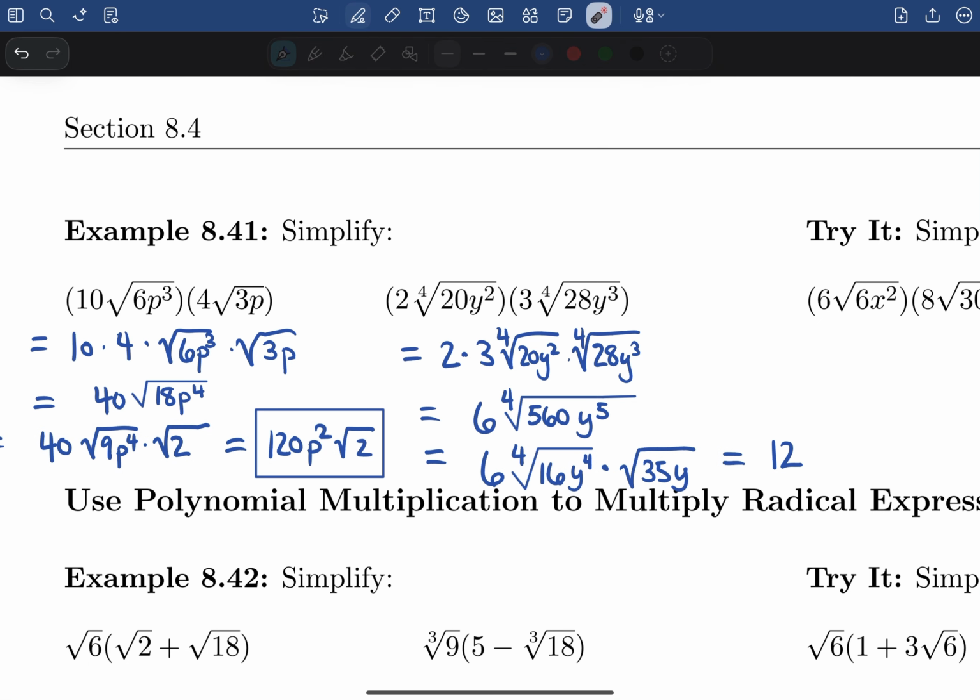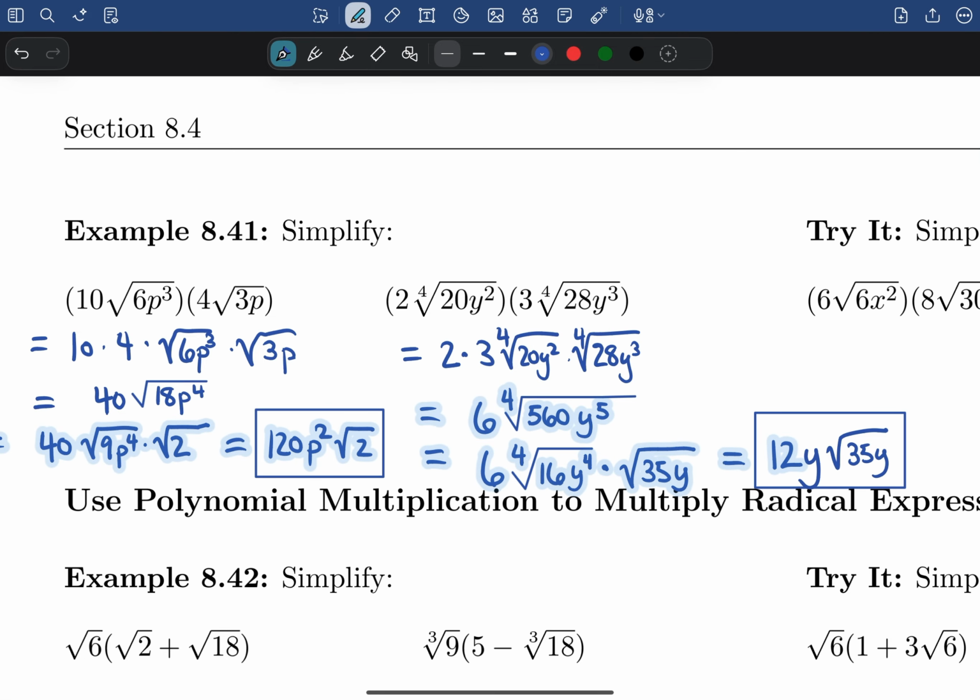And then the fourth root of y to the fourth is just y. And now I'm going to multiply on my leftovers. The fourth root of 35 times y. Those are my leftovers. It doesn't clean up any further than that. It's my final answer.